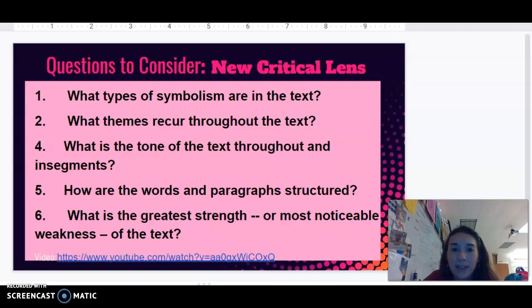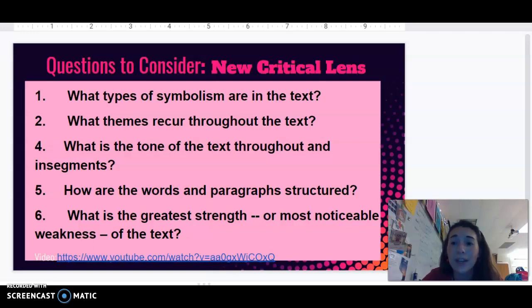So new critical lens, some things that we need to focus on when using this lens is what types of symbolism are in the text, what themes reoccur throughout the text, what is the tone of the text throughout and in segments. So you can divide the story up into parts, such as the climax, and the rising action, all of the different plot elements. You can divide a text up into smaller segments like that and show how the tone has changed throughout the story. We could also go with how are the words and phrases structured.